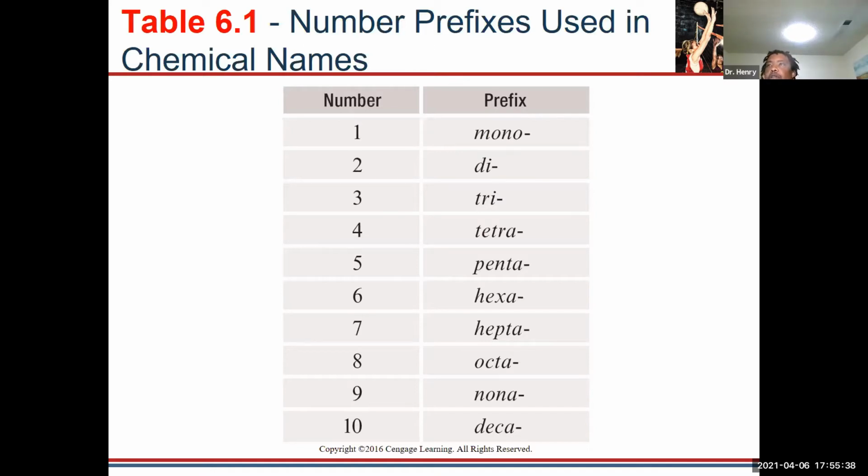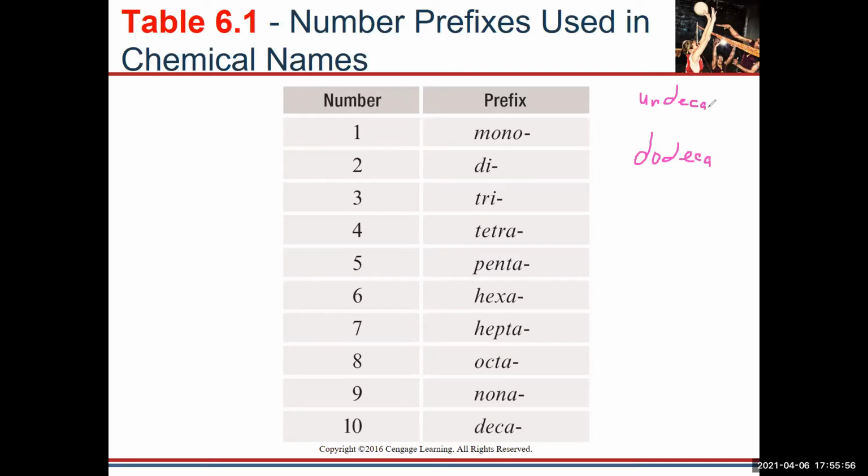I'm going to teach you two more. Undeca. Dodeca. Let me guess, 11, 12. That's right.